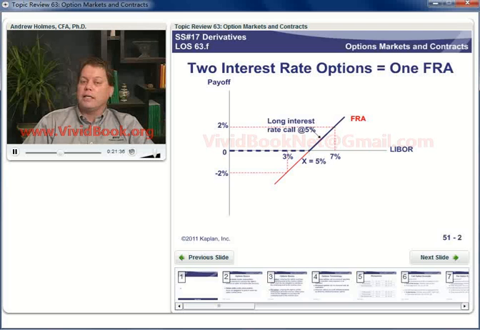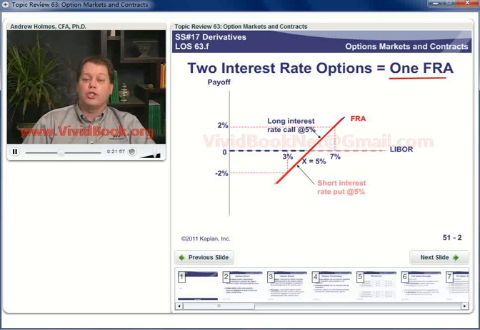We're going to look at hockey stick diagrams later on if you're not familiar with that, but that is the payoff to a long interest rate call. Here is the payoff to a short interest rate put, okay, and you put the two things together, that is the long call plus the short put, then the payoff starts to look like a straight line here. That is to say that we can replicate an FRA with 2 interest rate options.